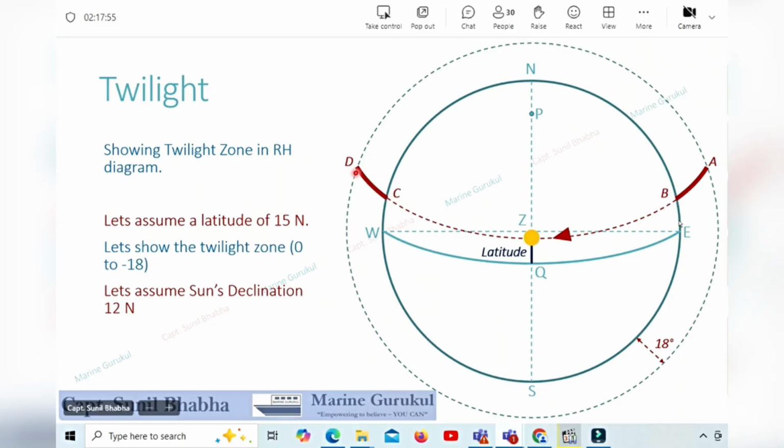Now this diagram shows the 18 degrees belt, which represents astronomical twilight. In a particular question, if they ask you about nautical twilight, then this belt is going to reduce to 12 degrees. And in case a civil twilight question is asked to us, this belt is going to be reduced to 6 degrees width.